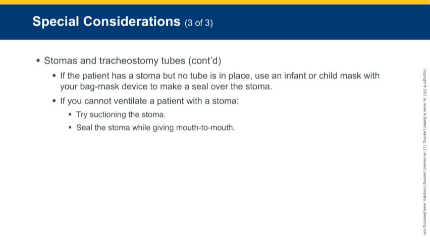If a patient with a tracheostomy tube is not breathing adequately, ventilate directly through the tube using a BVM. If there is no tube present, use a pediatric or infant mask to form a seal over the stoma. If you cannot ventilate effectively, suction the stoma to remove secretions that may be obstructing the airway. In severe cases, covering the stoma and attempting mouth-to-mask ventilation may be necessary if the patient still has an open connection to the upper airway.